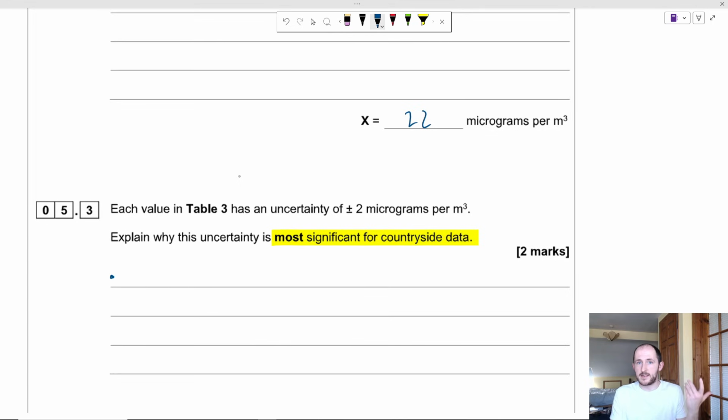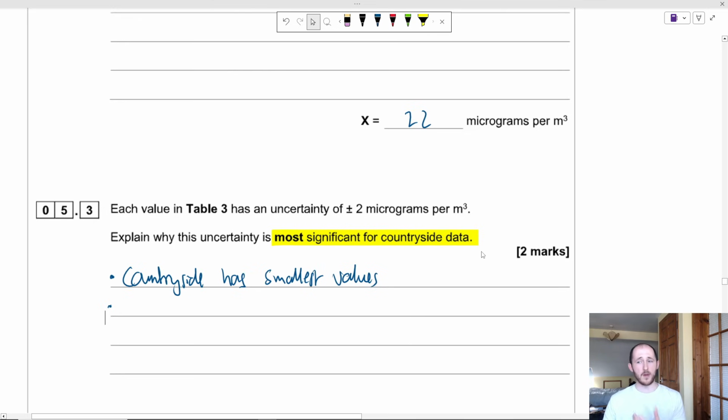Okay, and I haven't used any science, right? I've just used pattern recognition. So the countryside has the smallest set of values. Okay, now here's where it's going to be harder to hack, right? But 1 mark out of 2, if you don't know anything about uncertainty, that's better than 0 out of 2, right? It's infinitely better. So now we need to think about why this would affect it.